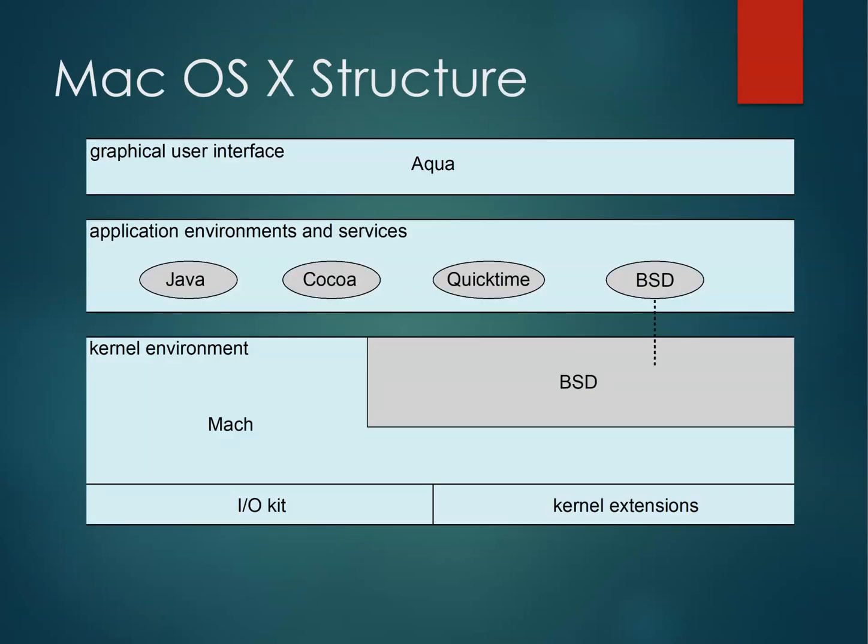So here's another example. In a Mac, we've got our user interface, the environment and services, the various languages, and the kernel environment. We've got Mach and features of BSD, and the I/O Kit for connecting our devices, and the kernel extensions.